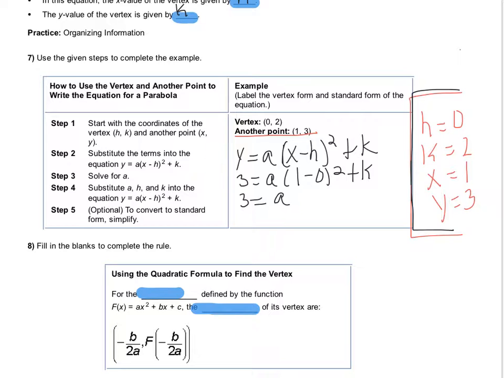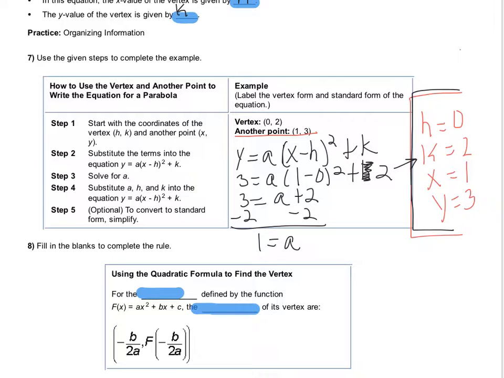Whoops, I did it again. Don't put that there. Put a 2, because that's what it tells you that k equals right there. So it's just going to be a plus 2. And so the last step when solving for a is to subtract 2 on both sides. So a is going to equal 1.